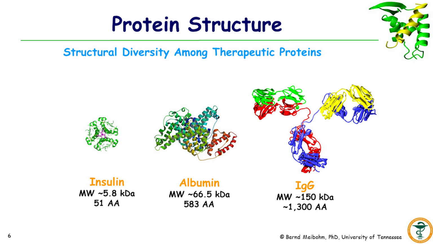And compared to that, an immune globulin G molecule, like a monoclonal antibody, has a molecular weight of approximately 150 kilodalton and consists of around 1,300 amino acids. As you can imagine, the different structure, the different molecular weight, and the different size of these molecules also has an impact on how they interact with structures in the body, how they are handled by the body, and how their PK and PD are affected.